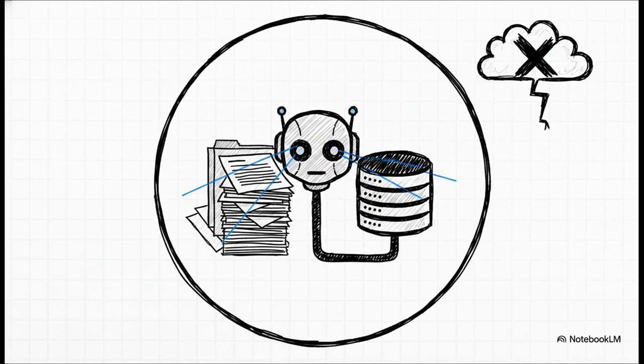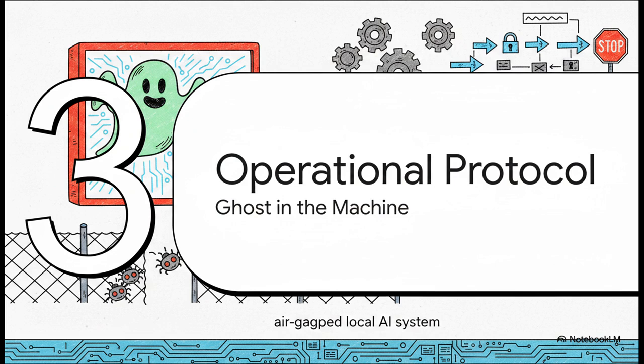This gives you full-stack retrieval-augmented generation. In plain English, it means your AI can read and remember thousands of your private documents, and that data never ever leaves your physical device. It's brilliant. Chapter 3. The Ghost in the Machine Prevention.